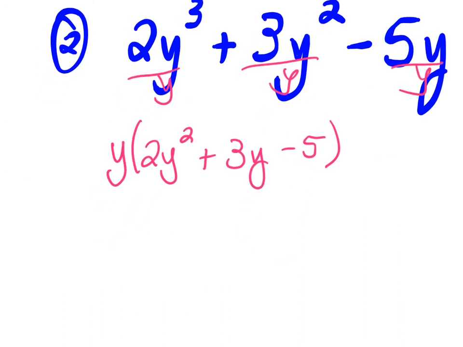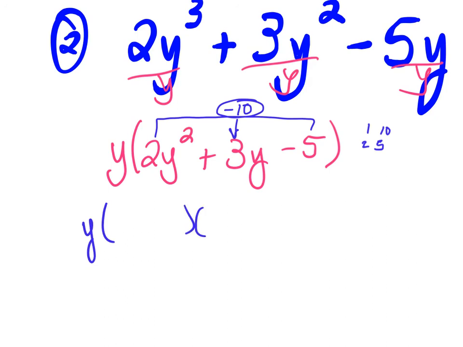Now, this is not a binomial. I don't have to look at it and say, oh, is this the difference of perfect squares? But I can factor this. A is not 1. So I say 2 times negative 5, a times c, and I get negative 10. What are the factors of negative 10 that give me a negative 10 when I multiply, but a positive 3 when I add? What are my factors? Negative 2, positive 5. Good.